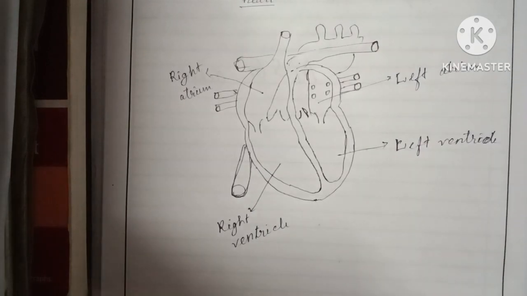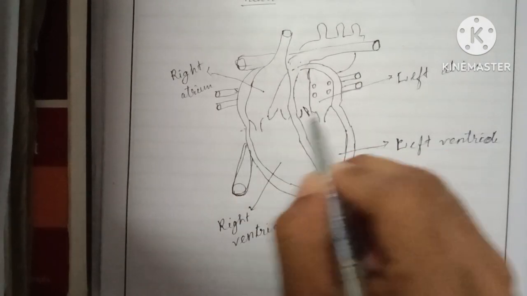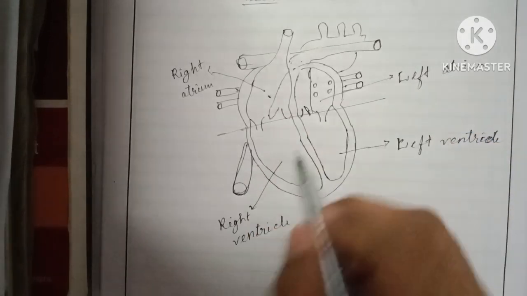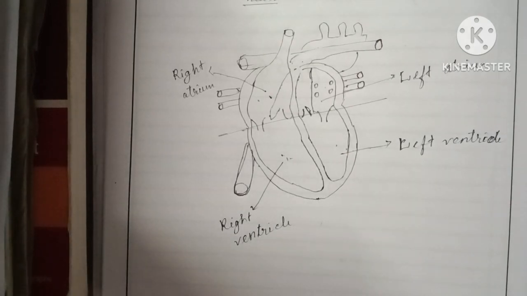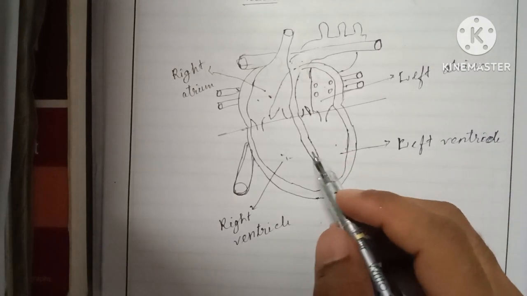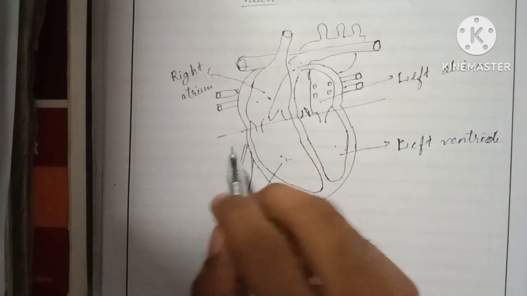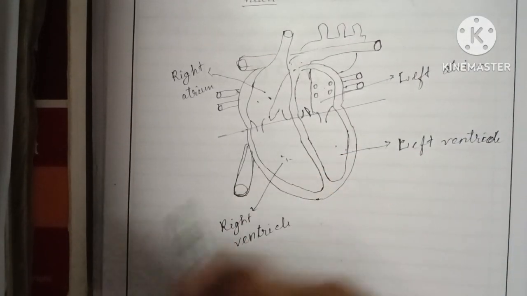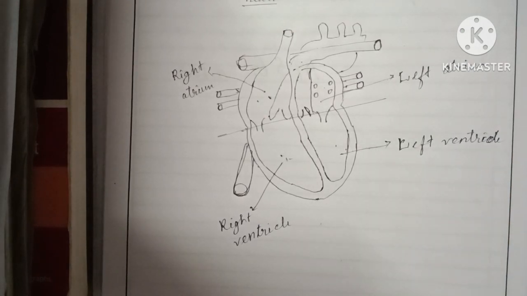So in case of our heart, if we divide our heart, we can divide it into 4 parts, and that are 2 atria and 2 ventricles. These are 4 parts of heart. So if we divide this heart by this position, then we will get right side and left side. In this right side we will get right atrium and right ventricle, and in the left side we will get left atrium and left ventricle.